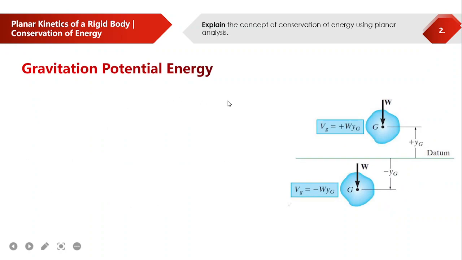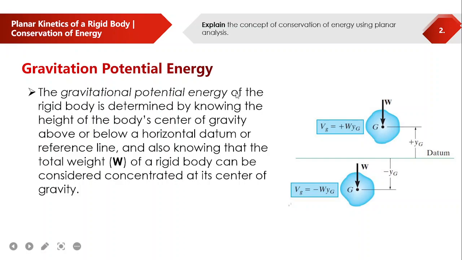So, another type of conservative force is your gravitational potential energy. Consider din dito yung gravitational potential energy. Okay? So, the gravitational potential energy of the rigid body is determined by knowing the height of the body's center of gravity above or below a horizontal datum, or reference line. Okay? And also knowing that the total weight of a rigid body can be considered concentrated at its center of gravity.